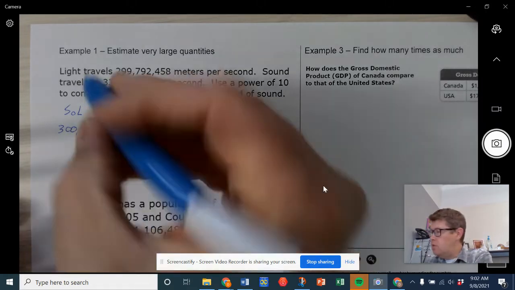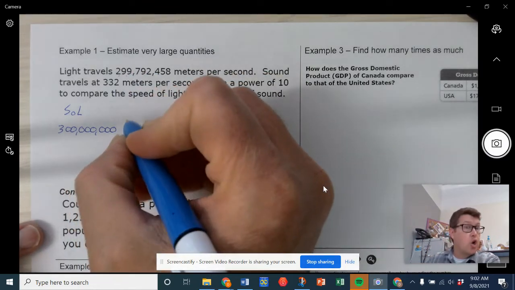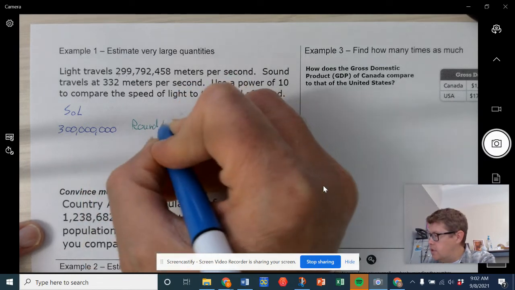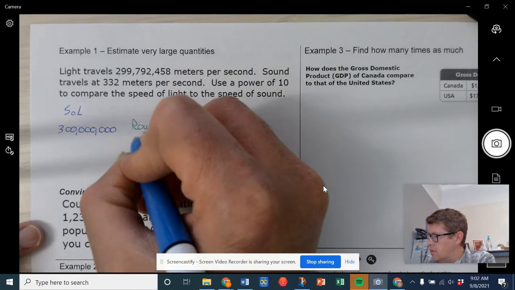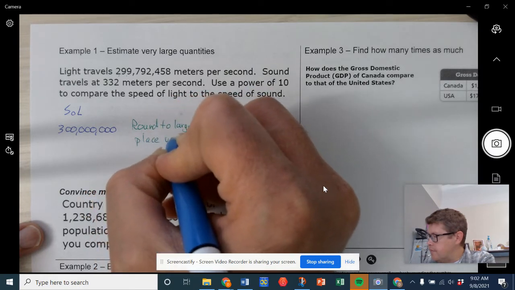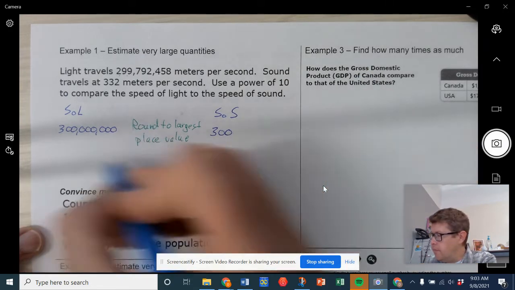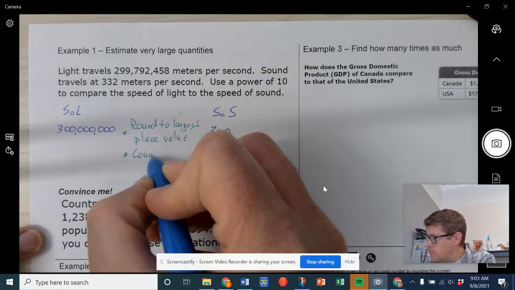So let's see if I can write this in green. Round to the largest place value. Okay, you count your zeros. So that's step one. Step two is count your zeros.